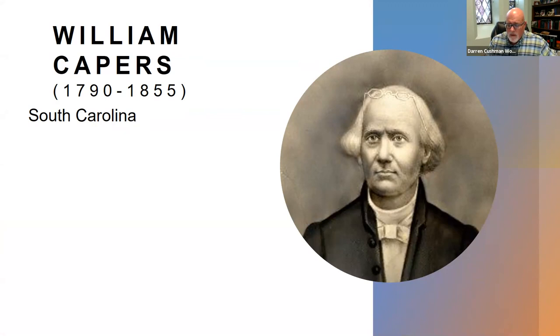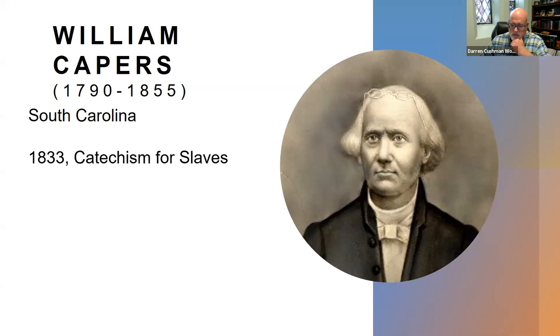In 1828, he becomes the presiding elder of Charleston District, which a presiding elder is a forerunner of a district superintendent. In 1833, he writes a catechism for slaves, a catechism book of religious instruction, but specifically that can be used with slaves. And as you can imagine, it counsels based on the writings of Paul that slaves are to obey their masters and that masters are to be kind and not abusive of their slaves.